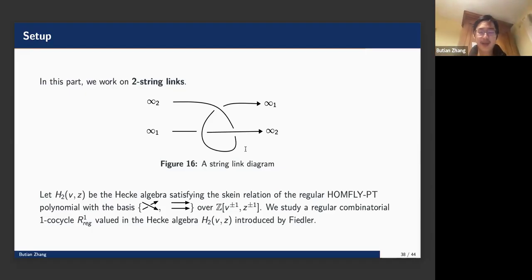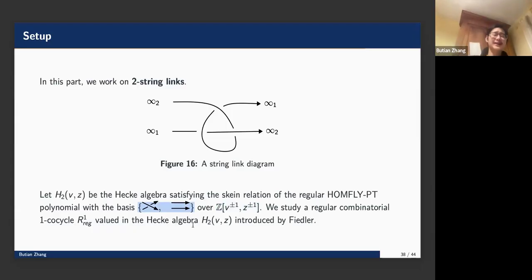Analogously, so I shall not explain the definition of the two string links. And the one cocycle we will use is a regular one cocycle introduced by Thomas Fiedler. This one cocycle is valued in a Hecke algebra H2VZ. This Hecke algebra has dimension 2, with coefficients in this Laurent polynomial ring, with a basis of dimension 2.